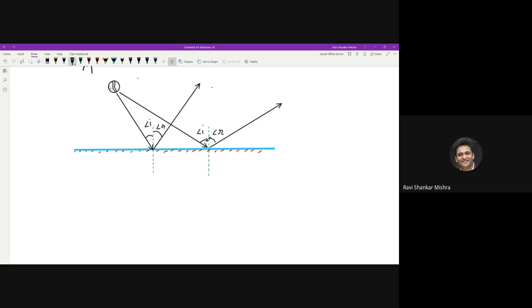So what you have done? Two light rays you have projected on the mirror at different angles, right? And then what you will do? So you can see these two light rays are never going to meet each other, right? They will never meet each other.